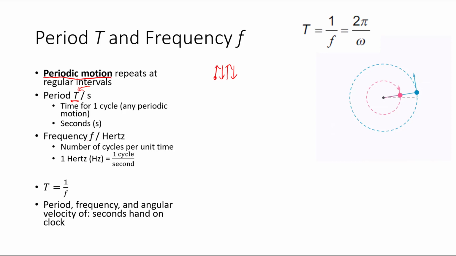We can also define frequency, and frequency is how frequently you complete cycles. So it's like the number of cycles per unit time. So you could go around the circle 10 times in 5 seconds. That's on average 2 cycles each second. So your frequency would be 2 per second, or 2 cycles per second. And the unit for frequency is actually hertz. A hertz is defined as 1 cycle in 1 second.